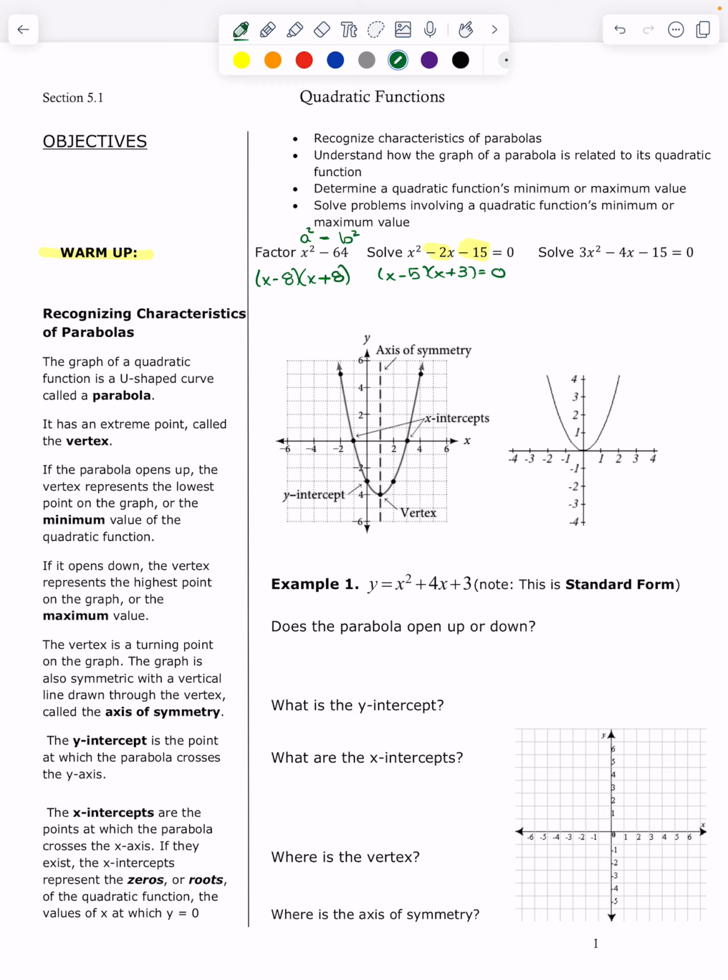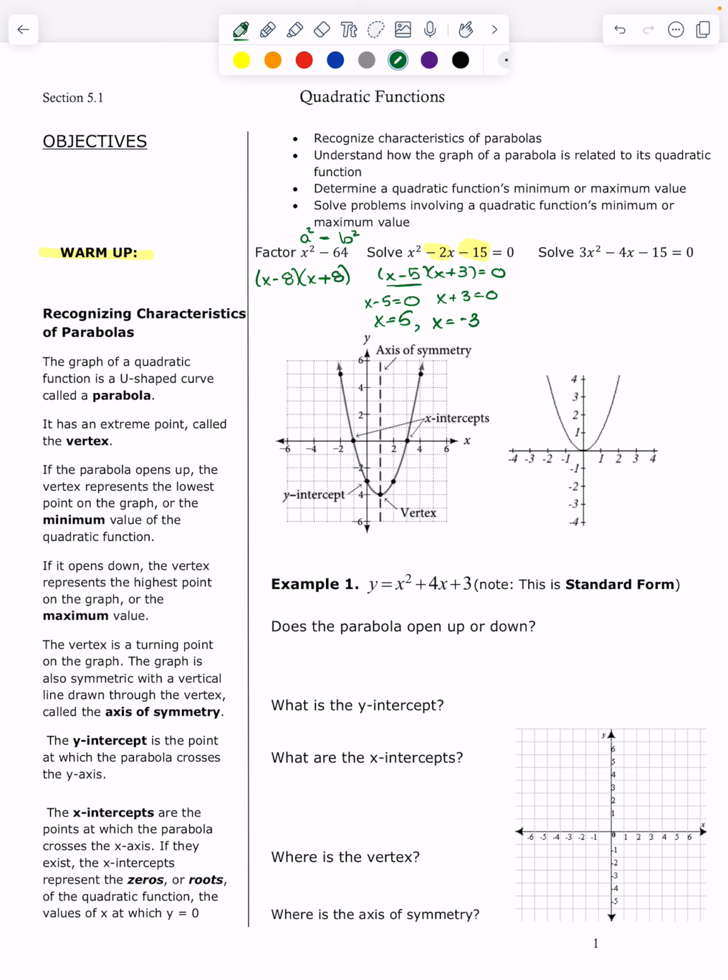Using the zero product property, I know the only way this product can be 0 is if one of the two pieces is 0. So I get either x equals 5 or x equals negative 3.